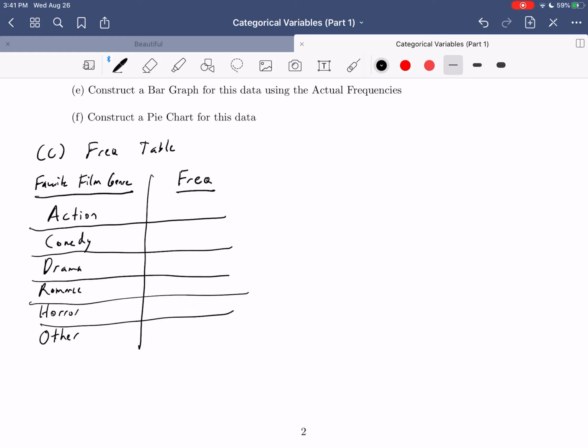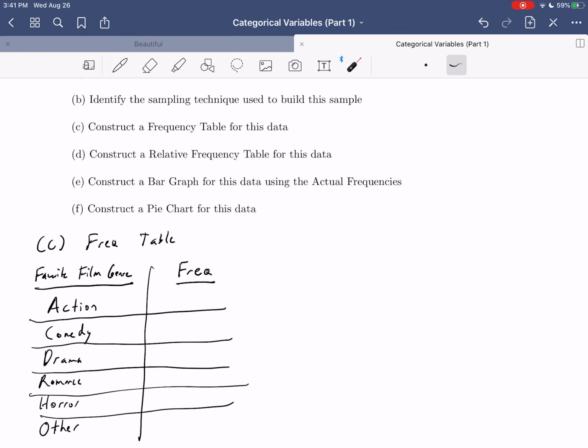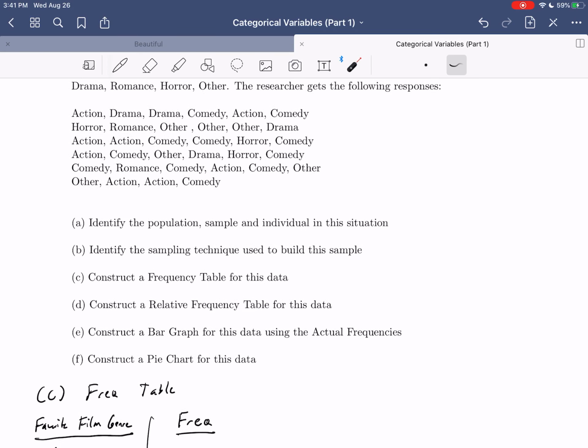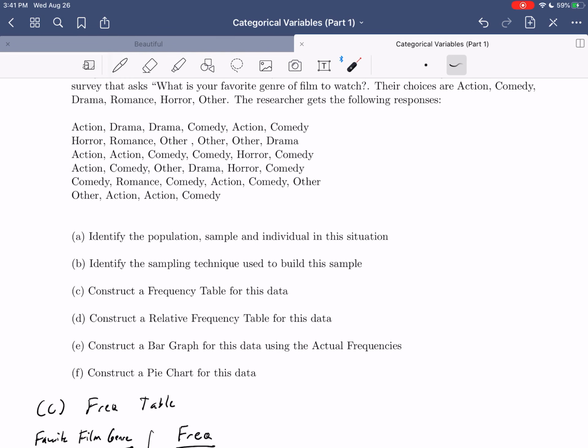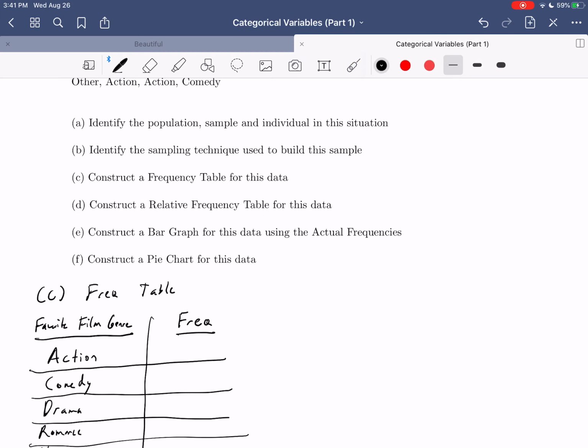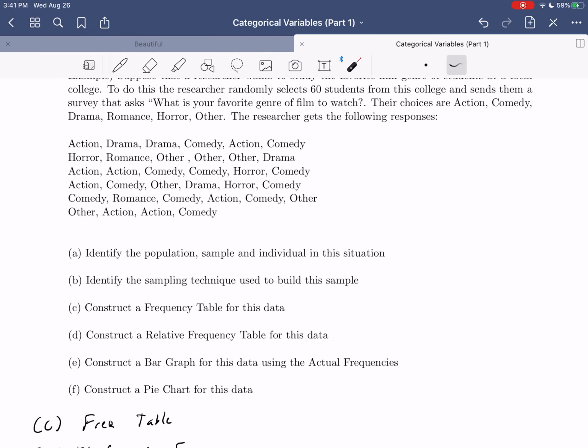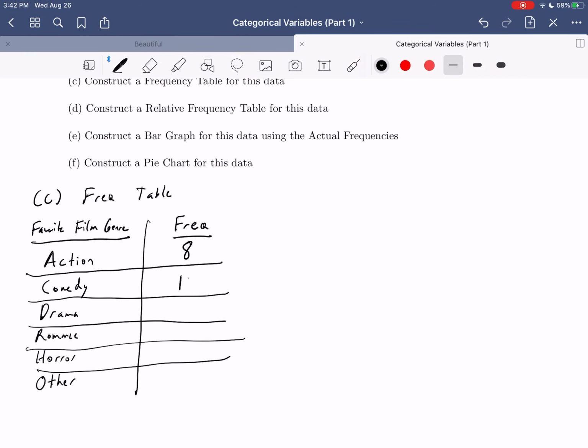Okay, so let's build our frequency table. What we want to do is say how many individuals fell into each of these categories. So it's just going to be a little bit of counting. If we go through here and count up the action, it looks like we have 1, 2, 3, 4, 5, 6, 7, 8. So 8 of the individuals that we sampled chose action. So we can put the frequency as 8. For comedy, we have 1, 2, 3, 4, 5, 6, 7, 8, 9, 10, 11. So we had 11 people choose that.